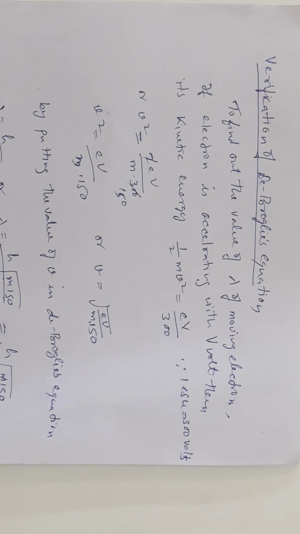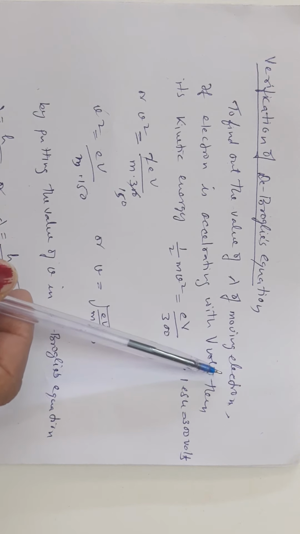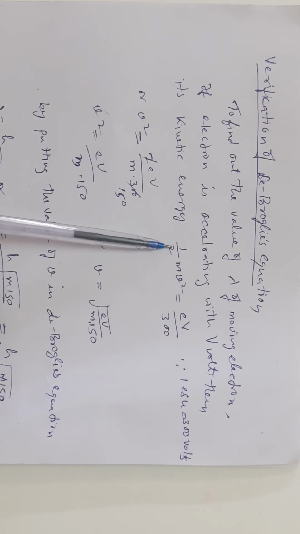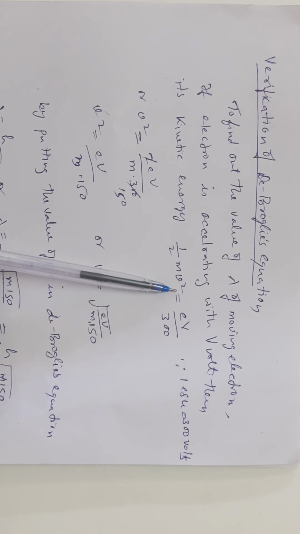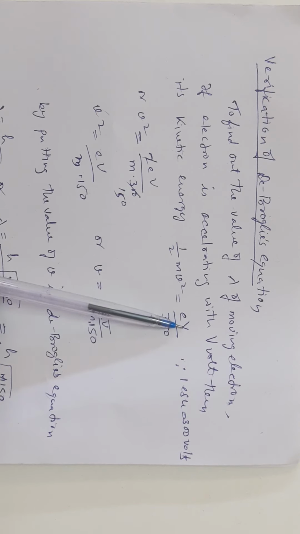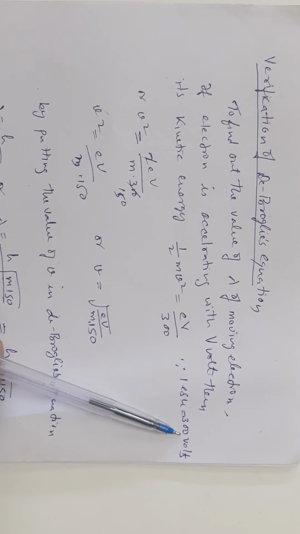which can be considerable. To verify the de Broglie equation, that is, how can we find out the wavelength of a moving particle, he did the following. To find out the wavelength of a moving particle, he said if a particle like an electron is accelerated with v volts, then its kinetic energy half mv square is equal to eV upon 300, where e is the charge of the electron, V is the volt given for the acceleration of the electron, and 300 because 1 ESU is equal to 300 volts.